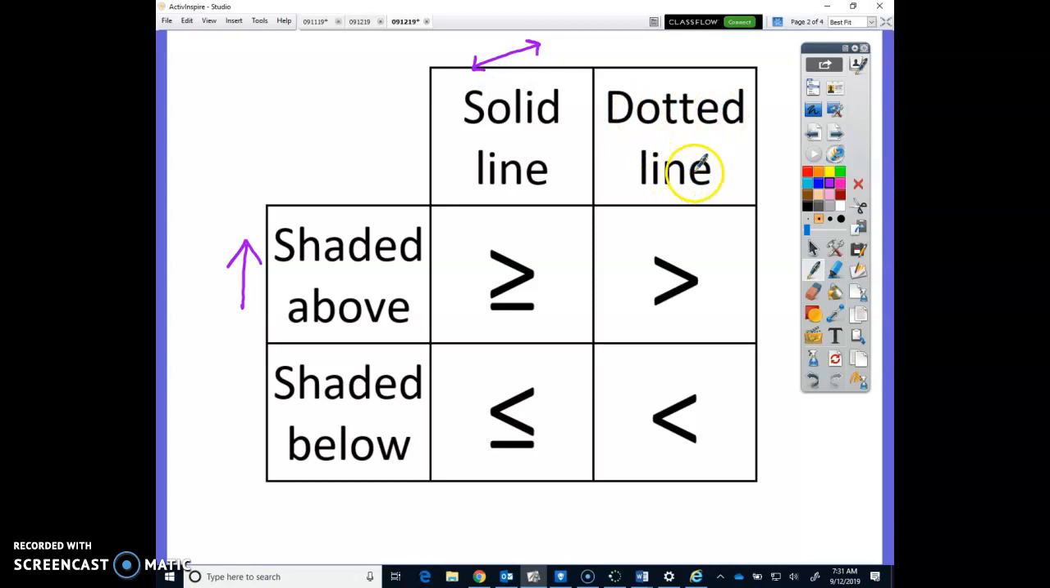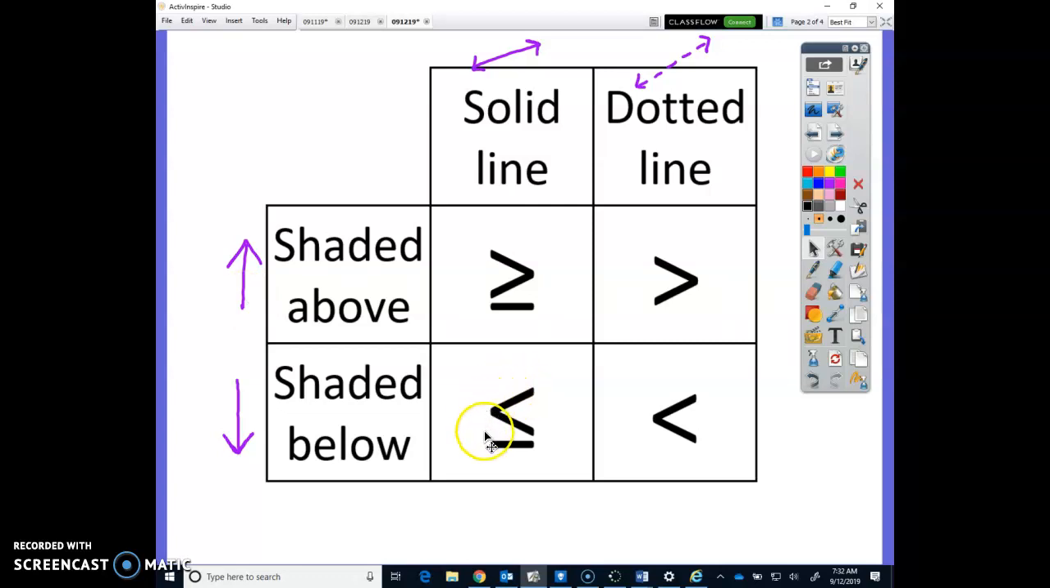Dotted line is a dashed line, right? Una línea quebrada. That's the difference. And shading below is down, para abajo. Below is down. Okay? So when you use greater than, the symbol greater than, you're using a dashed line and you are shading above the line or to the right.